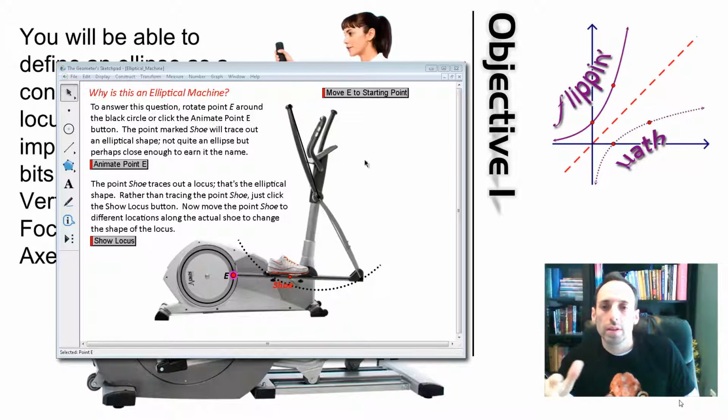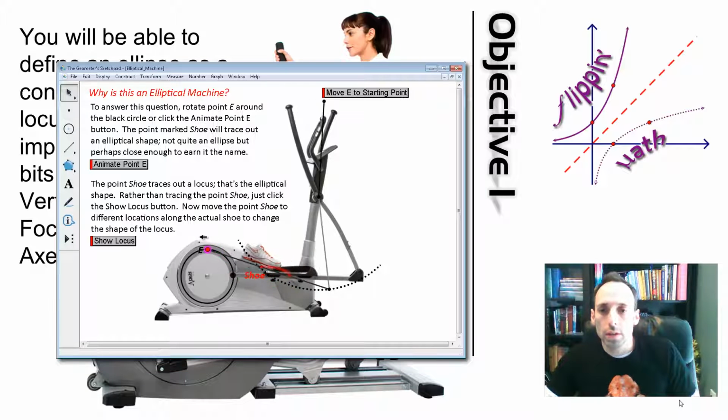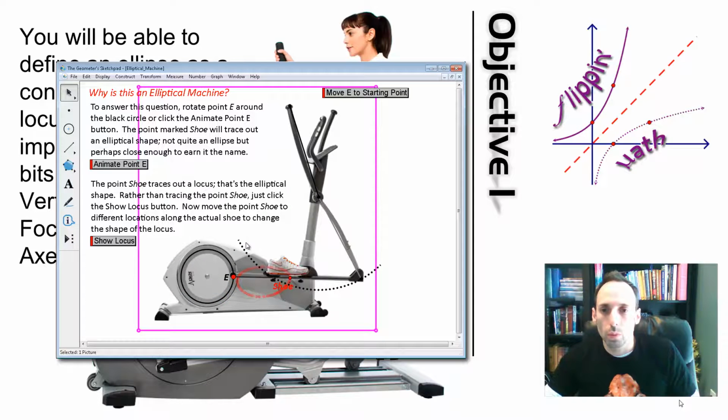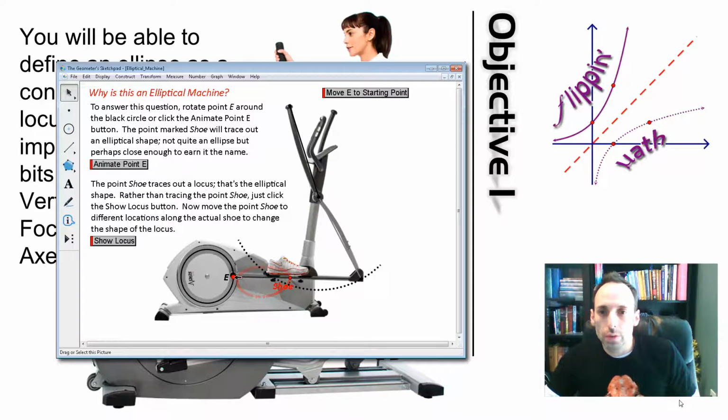Okay, so what I did in this little sketch is I took the picture. Now the picture is not going to move. The shoe is going to move with this, and the picture is just giving you an idea what this thing is supposed to look like. Now what I can do is move this point E around the circle, just like the elliptical machine would do. It would just go around and around this circle as you were moving your foot back and forth. And notice that your foot is tracing out an ellipse.